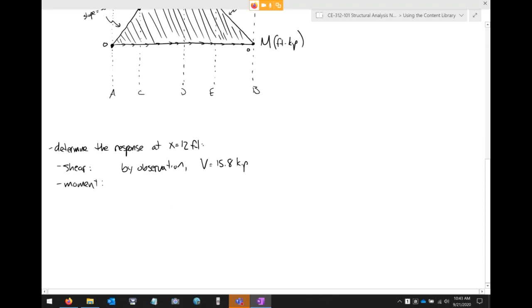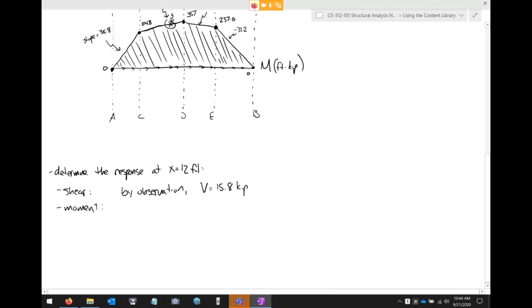Well, would you agree? How about this? Maybe I should try and redraw this part of the shear or the moment diagram a bit. So let me zoom into it a bit. It kind of looks like this. It kind of goes up like this. And this top point is 357.